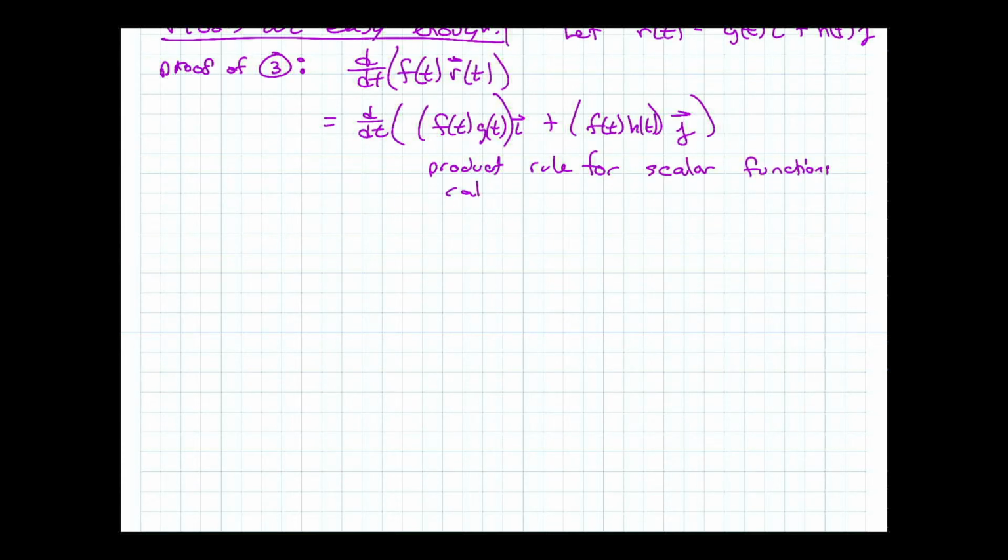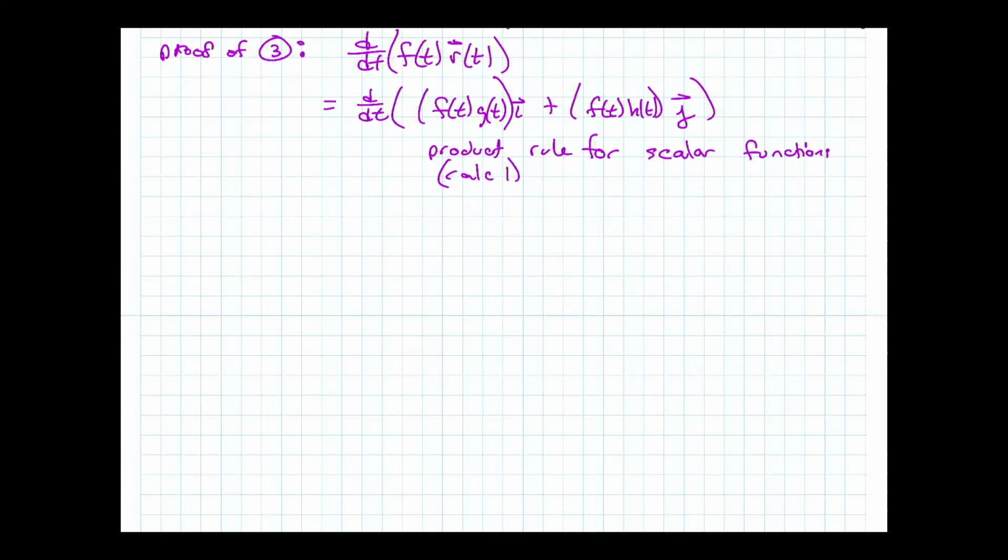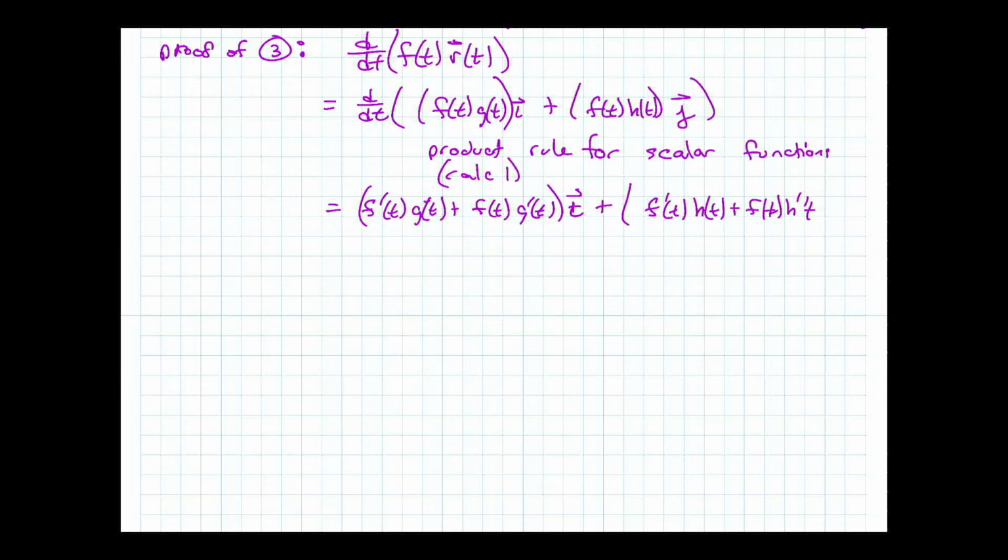That's like calc 1 product rule at this point, because we're doing these derivatives separately. So you would get f prime g plus f g prime, like that, and that's i, and then plus the other one would be f prime h plus f h prime, and that would be j.